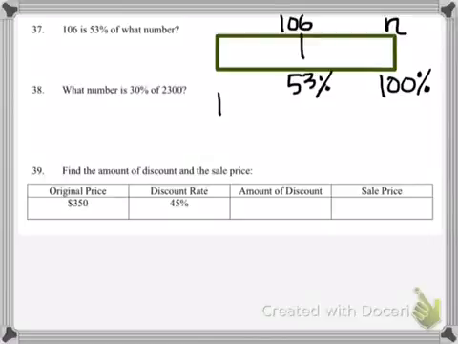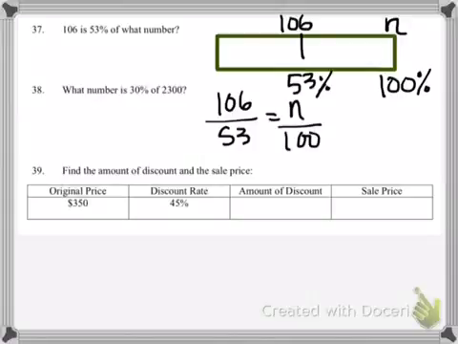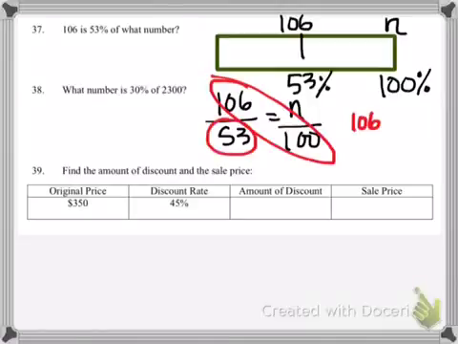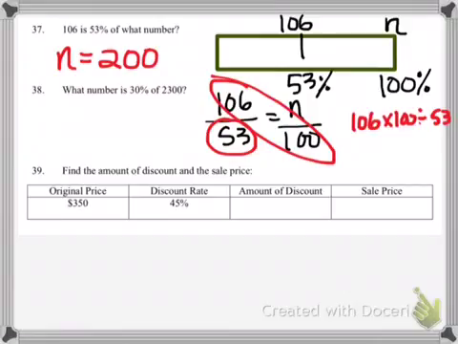Let's look at this another way that we solve these tape diagram type problems. Basically, we're given the numbers, and we need to set up a proportion. In other words, 106 over 53 will equal n over 100. There's your proportion. If we just multiply 106 times 100 and divide that by 53, we're going to end up with 200.